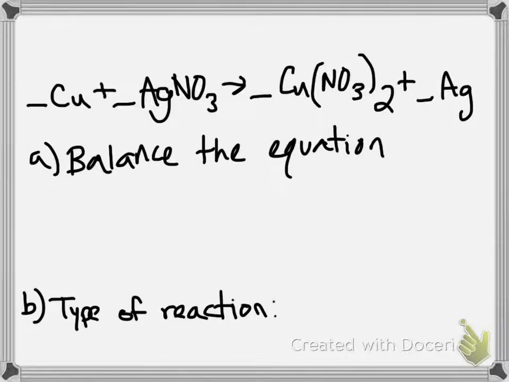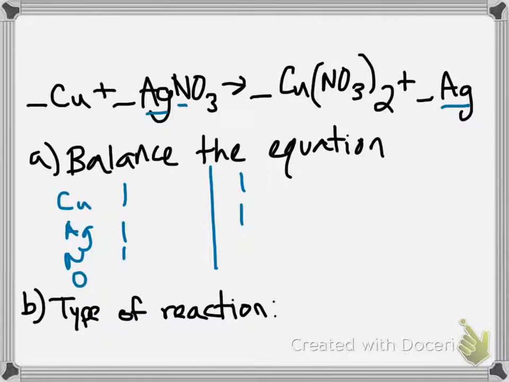Well, let's see what we have. We have copper, silver, nitrogen, and oxygen. On our reactant side, we have 1 copper, and on our product side, we have 1 copper. On our reactant side, we have 1 silver, and on our product side, we also have 1 silver. On our reactant side, we have 1 nitrogen, and on our product side, we have 2 nitrogens, and on our reactant side, we have 3 oxygens, and on our product side, we have 6 oxygens.